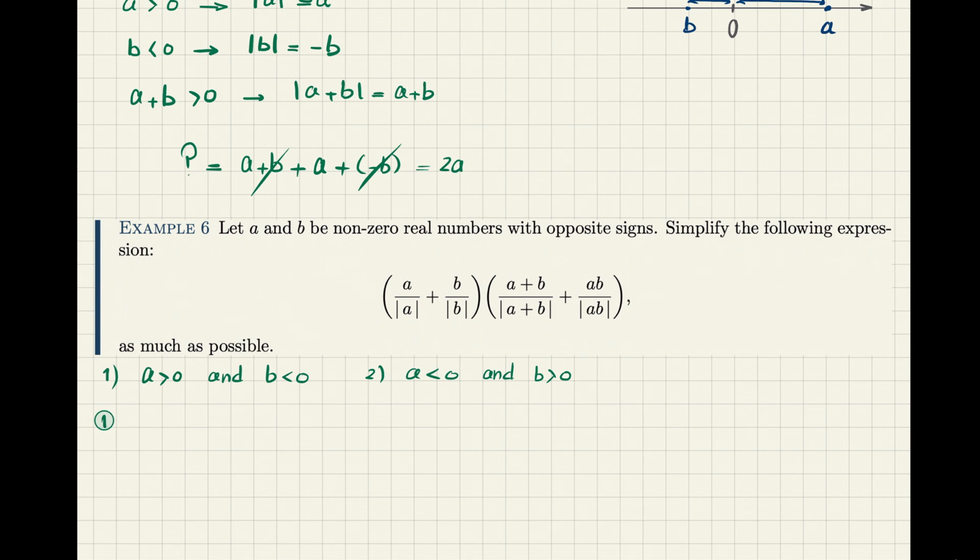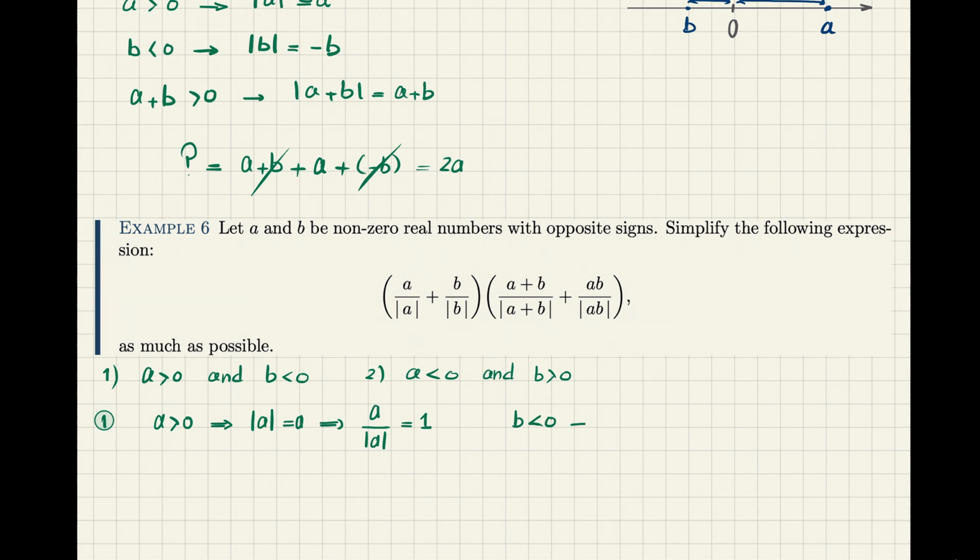Okay, case number one. You tell me that A is positive, so what I can conclude is that absolute value of A is equal to A itself. So this means that if I divide A by its absolute value, it becomes 1. Yes? If A is positive. If now B is negative, because if A is positive, B has to be negative.